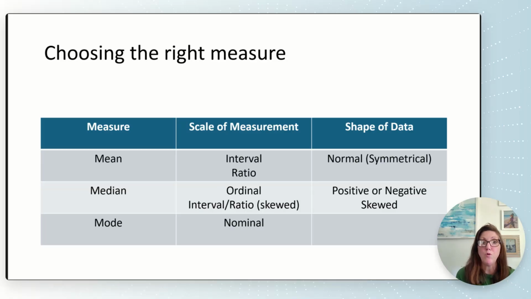Lastly, the mode is used when we have nominal scaled data. And that makes sense. What is the most frequently occurring category in our data? And that is the center. So that's a little review of our scales of measurement and the shape of distribution and how that impacts our choice of the appropriate measure of central tendency.